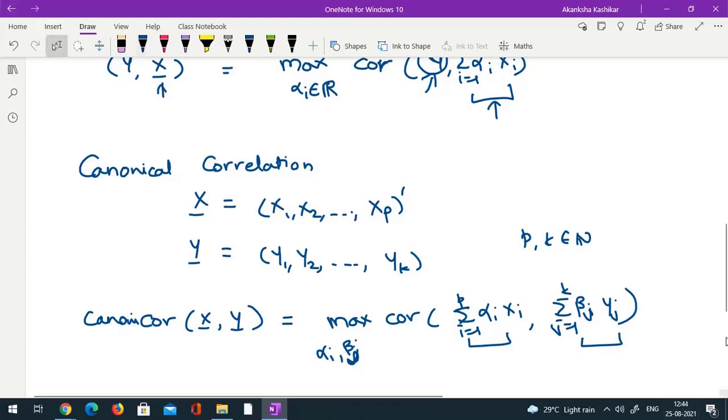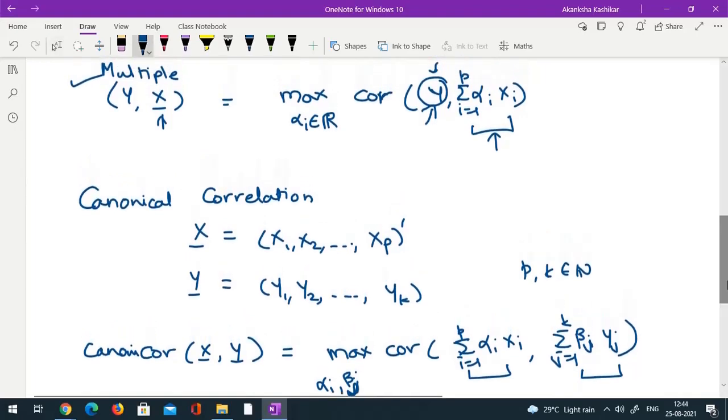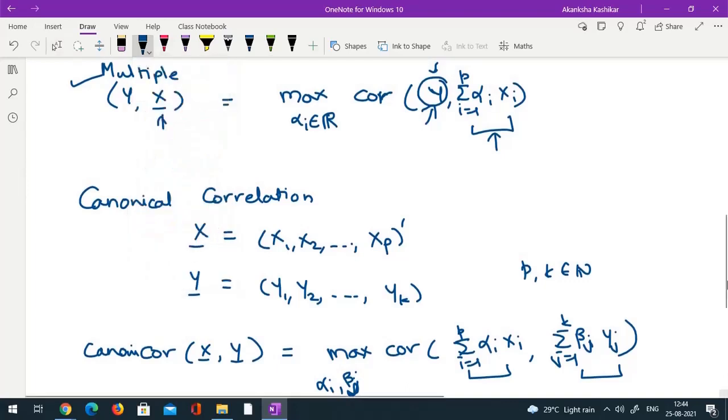Let me slightly scroll things. Yeah, see, so it is exactly similar to what we did in multiple correlation, just that in multiple correlation we had only one y and a linear combination of xi's. Here we will have linear combination of xi's and linear combination of yj's, and again the coefficients will be chosen in such a way that we get the maximum possible value for correlation.